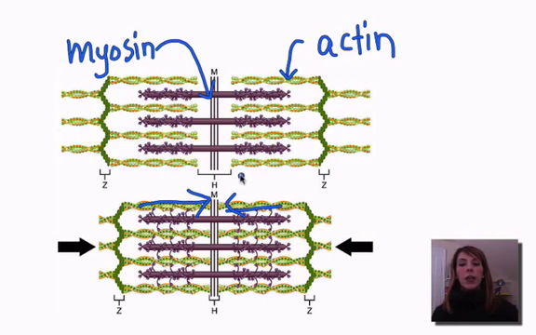So when a muscle contracts, the filaments themselves are not actually changing in length. Instead, what's happening is there's an increase in the overlap of the thin and thick filaments. Up here you can see there's not too much overlap, whereas down here the thin and thick filaments almost entirely overlap.